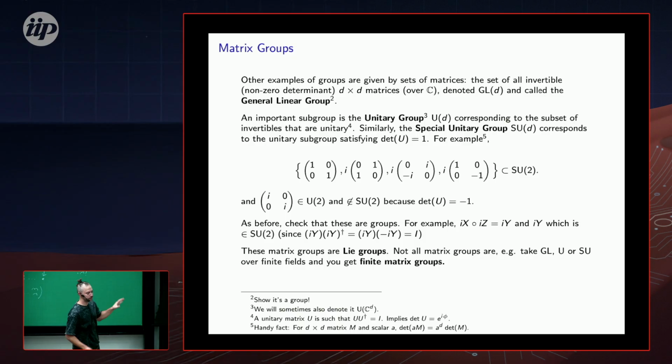So all of these GL, U, and SU are matrix groups that are Lie groups, but not all matrix groups are Lie groups. For example, we can take general linear or unitary or special unitaries over finite fields, and we will get finite matrix groups that are not Lie groups. Okay, but we will not work with this. I just want to mention it.